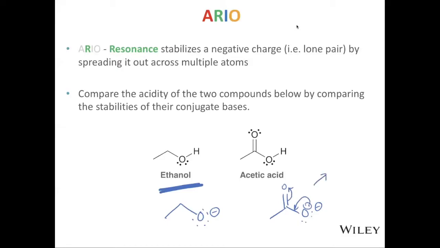And we end up having a nice resonance structure that looks like this. And so that negative charge on the oxygen is actually shared between both this oxygen and this oxygen. And so that makes it more stable. So if the conjugate base is more stable, it came from a stronger acid.